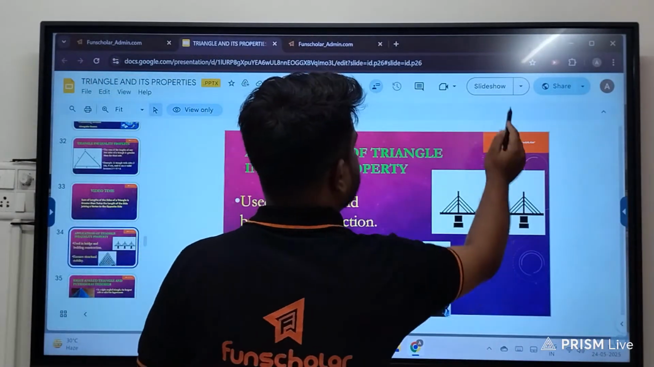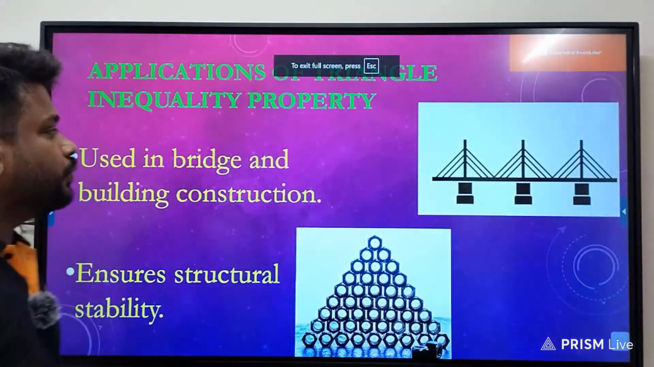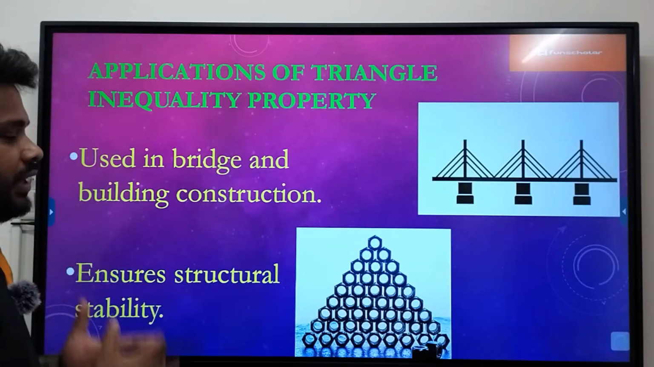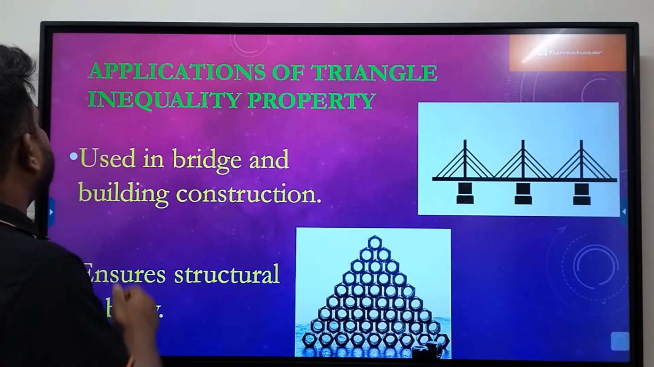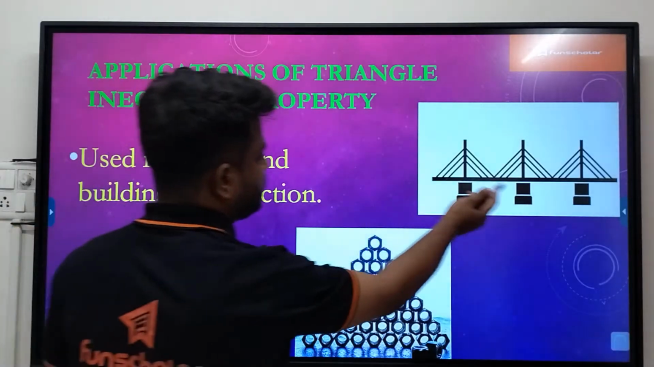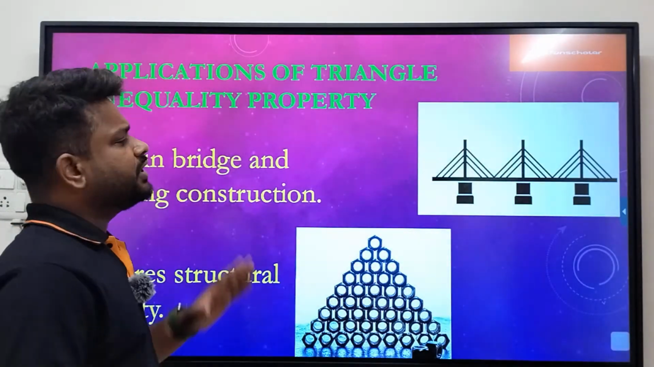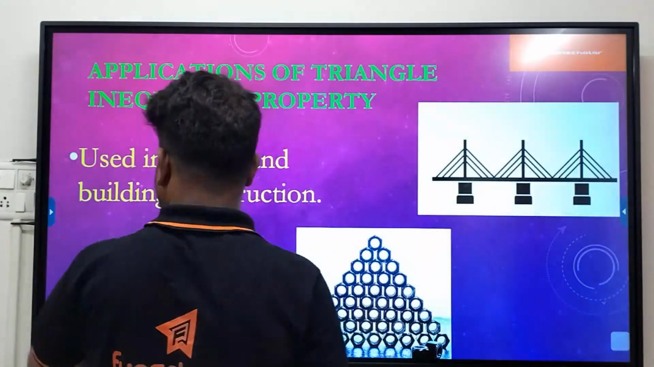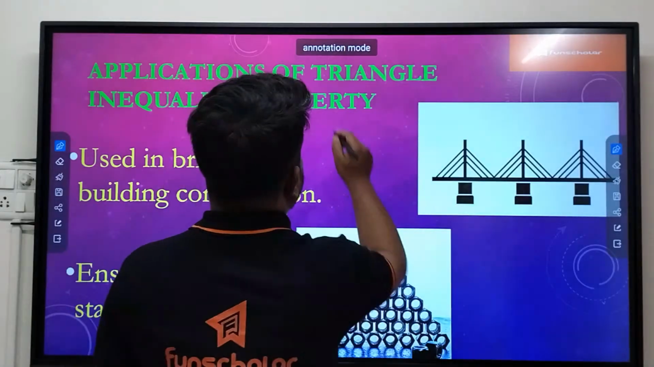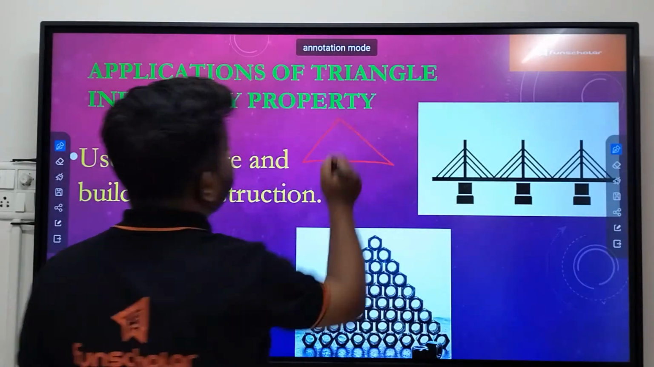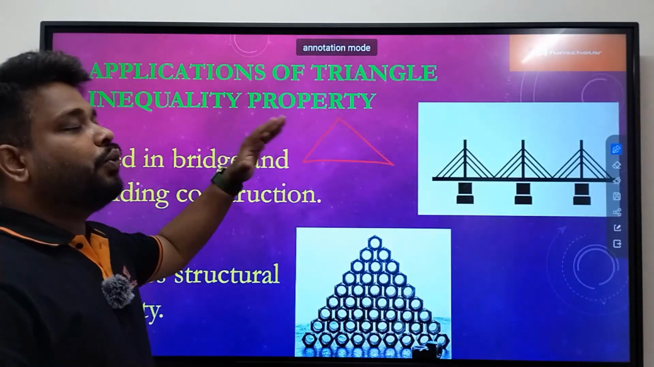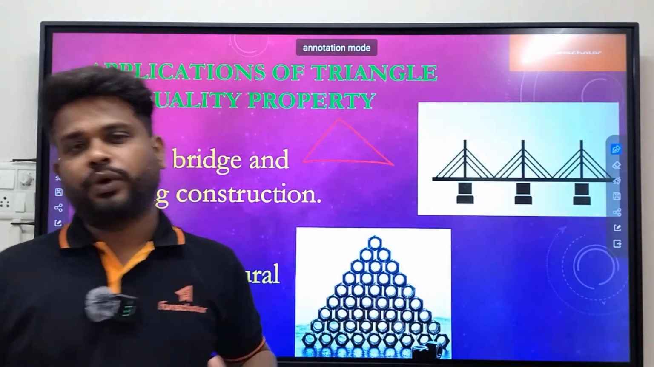So this is an important property which is being used for so many kinds of work in our daily life. So it's used in bridge and building constructions. As you can see, this is just a vector image where they have used the property, and from this one you can say that it won't make a triangle if we are not following this rule. There won't be any kind of triangle.